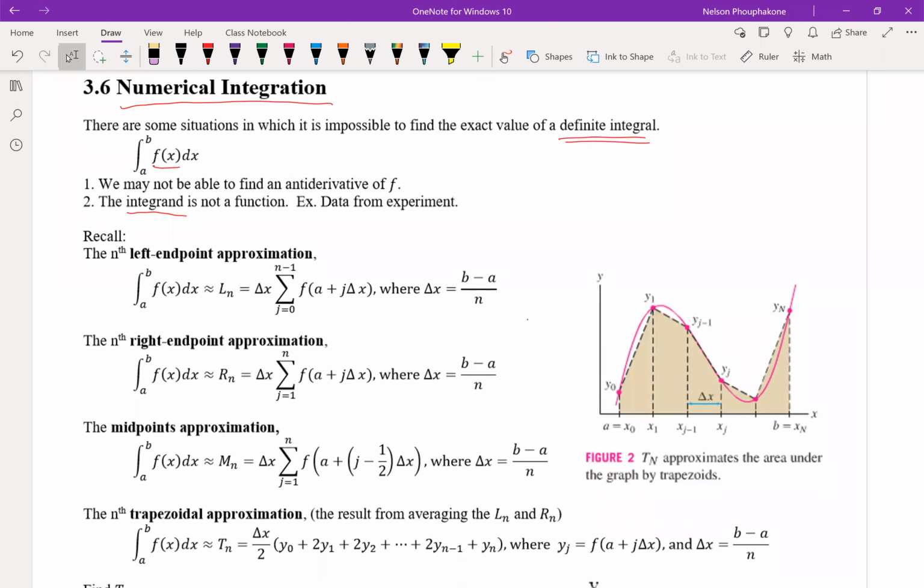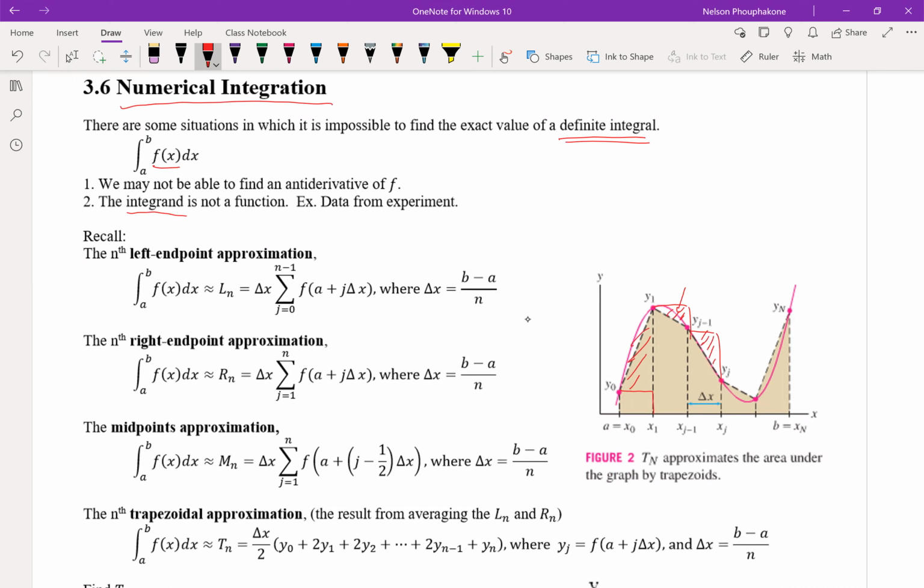We are going to work with the left endpoint approximation, the right endpoint approximation, or the midpoint approximation. However, you will see that for this function f right here, if we work with the left endpoint, then we actually have a lot of error right here. You see, those are the errors.